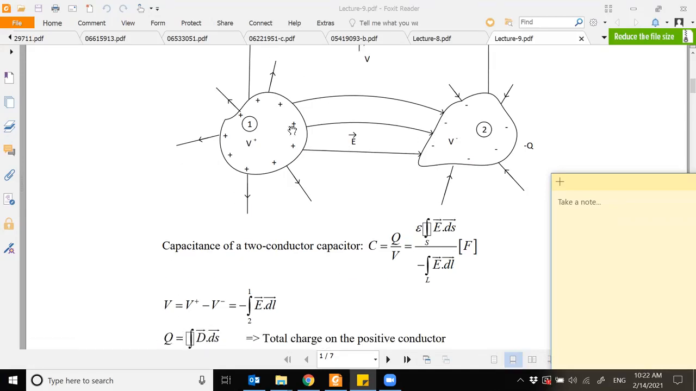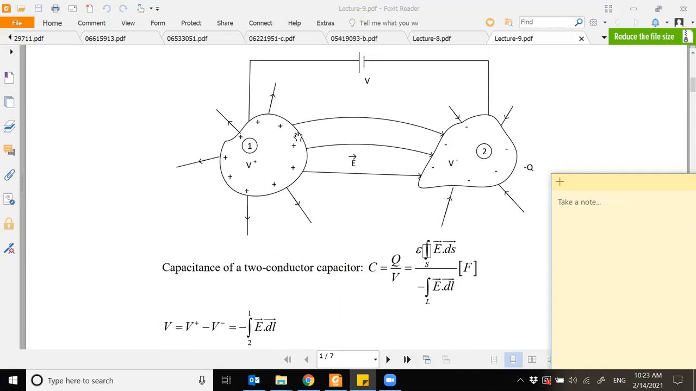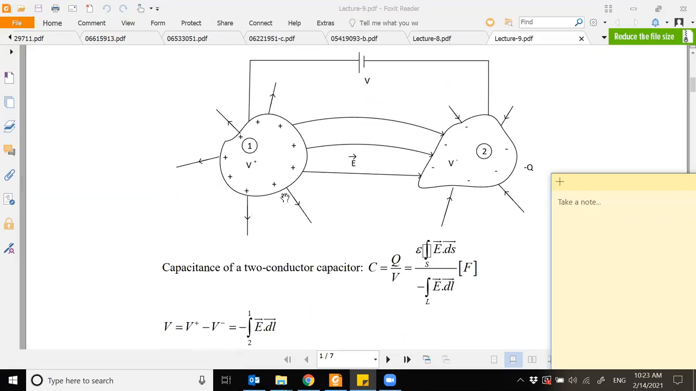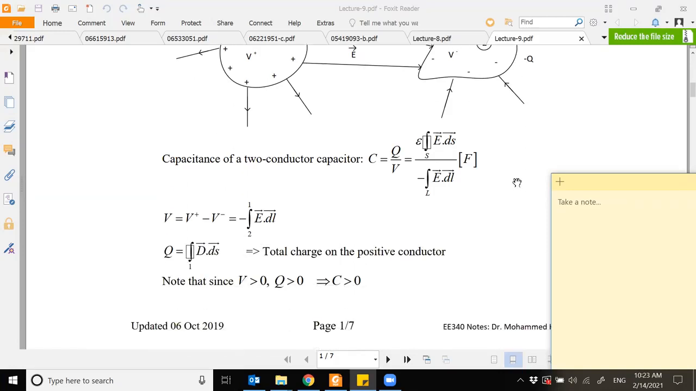And the charge is nothing but the charge of this one, which I'm assuming as Q. So this will be plus Q and this will be minus Q. But its magnitude is Q, which is the closed surface integral of D bar dot ds bar. You can also have it for this one. It will be the same. Okay, so this is the total charge on the positive conductor.